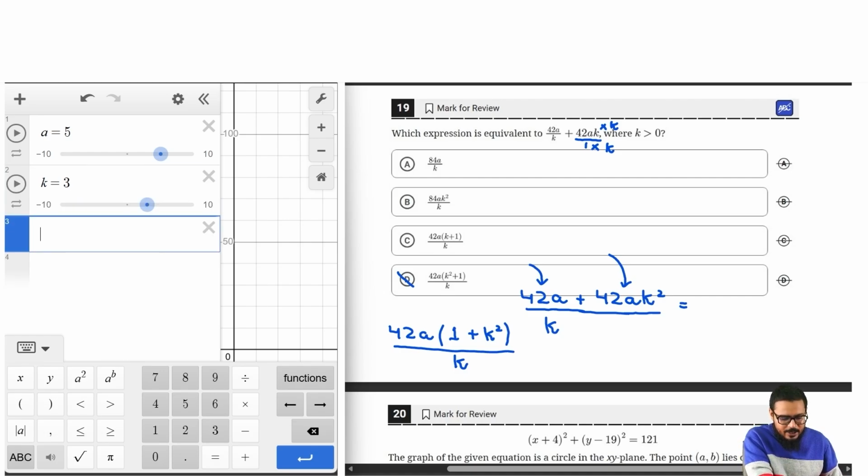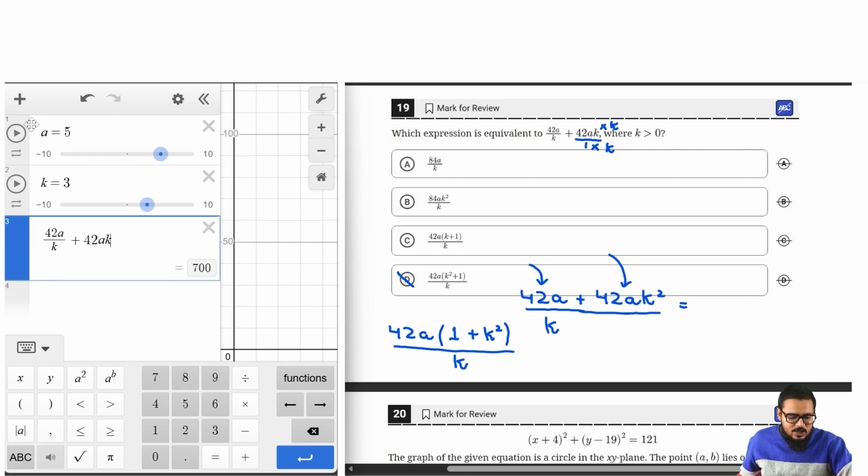Now let's put in our expression. So 42a at the top divided by k, and then plus 42ak. Now this gives me that once a is 5 and k is 3, the answer is equal to 700. So if any one of these answer options is an equivalent form of this entire expression, it should also come out as 700 for these assumed values of a and k.